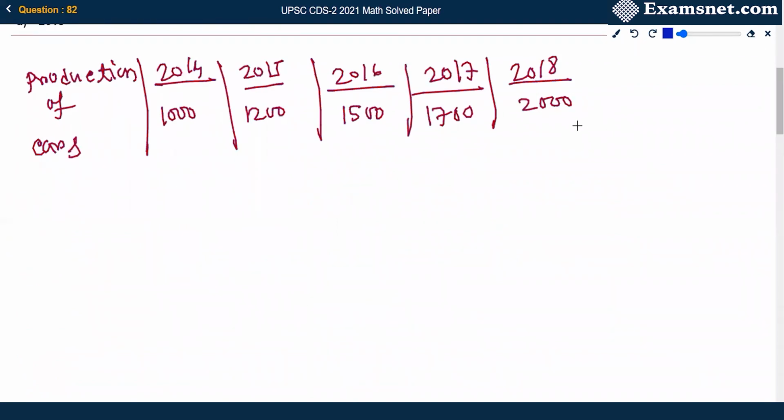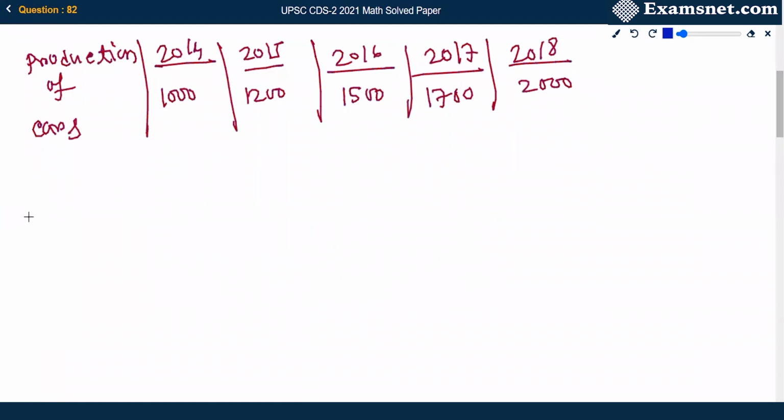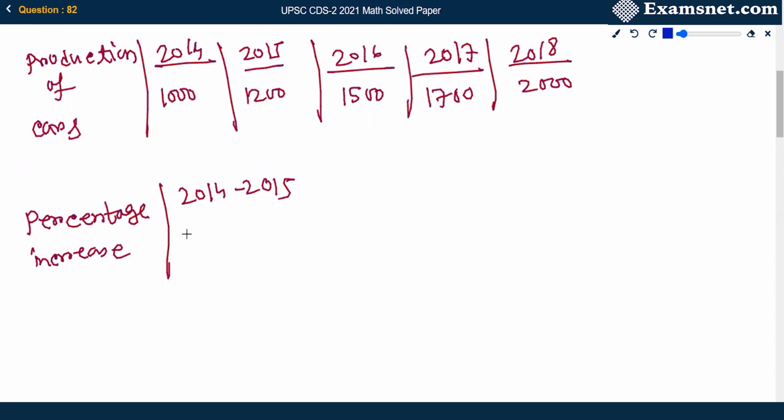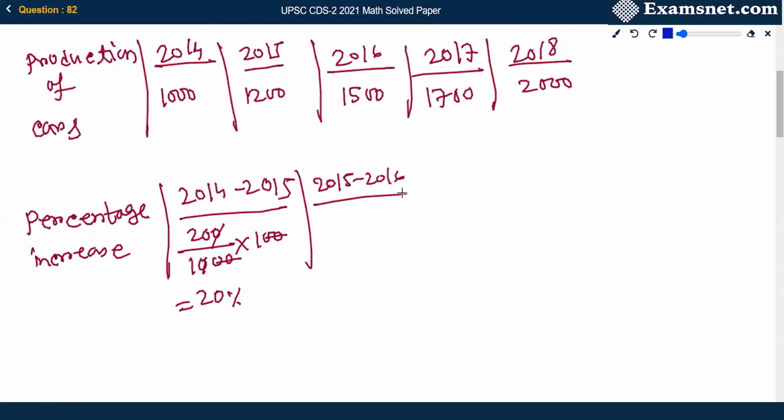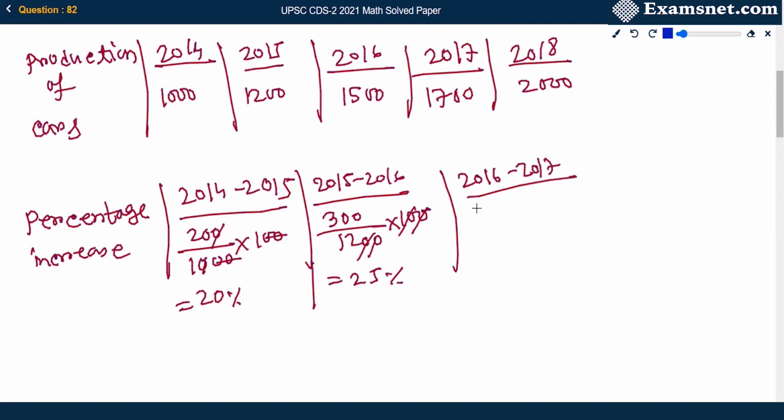Okay, now we are going to check the percentage increase. So percentage increase for 2014 to 2015 first. So the difference is 200 by 1000 by 100. So that is 20%. Okay. Next for 2015 to 2016. So the difference is 300. So it is 25%. Okay. Next for 2016 to 2017, that is 200 by 1500.